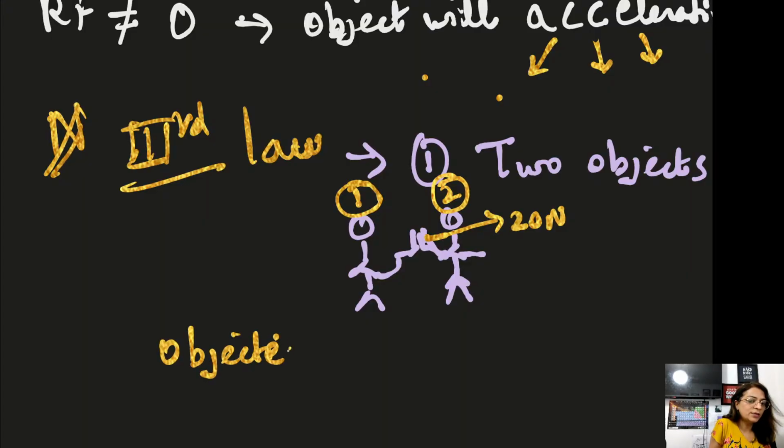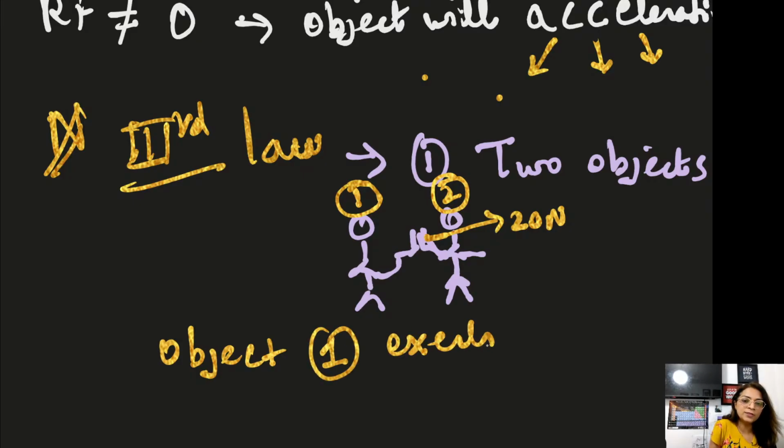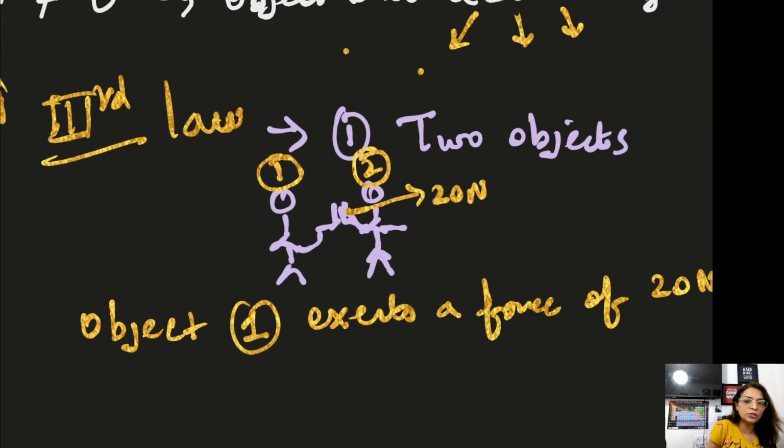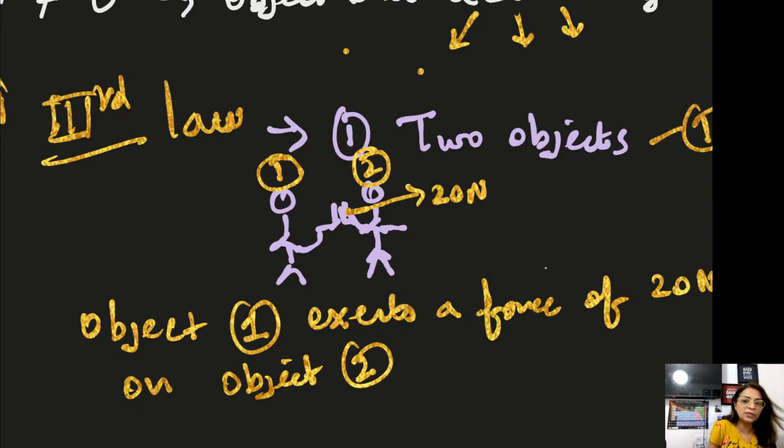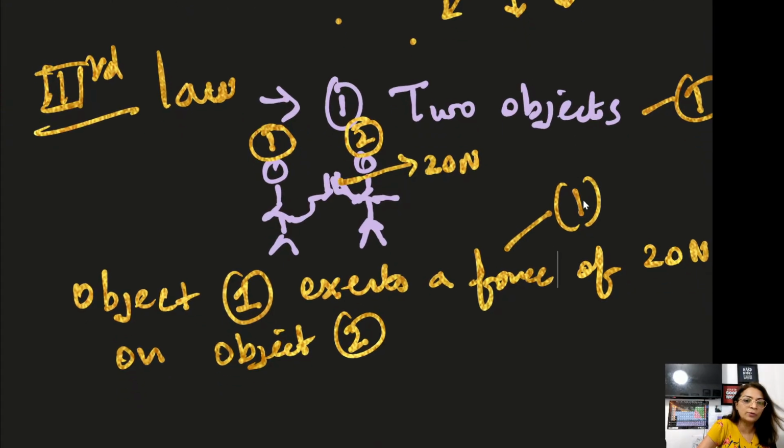Object, very good. Grace, object 1, I'm going to write it down here. Object 1 exerts a force of 20 Newton on object 2. This will give you 1 mark. 2 objects are needed. This statement gives you the 2nd mark.